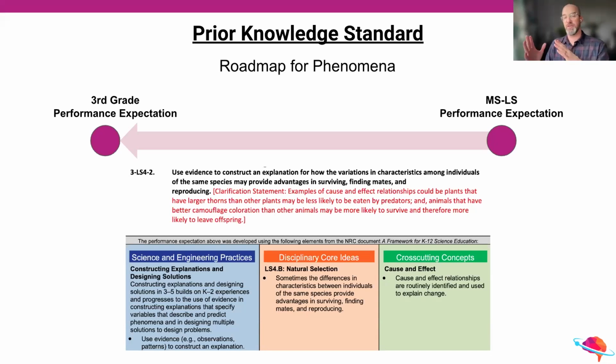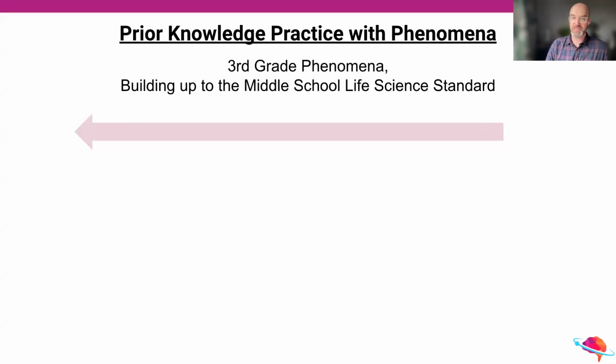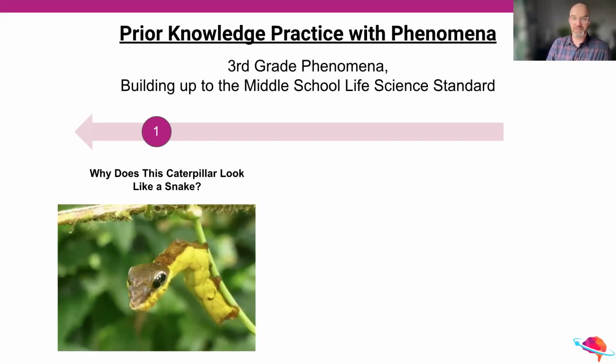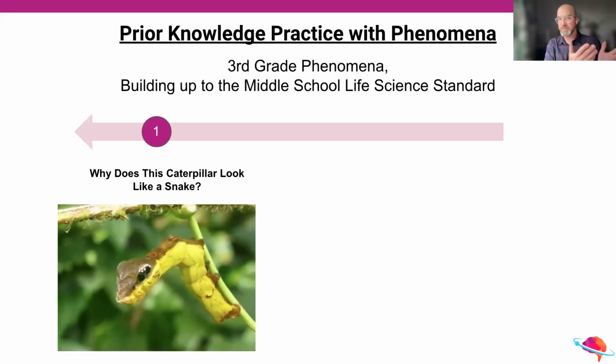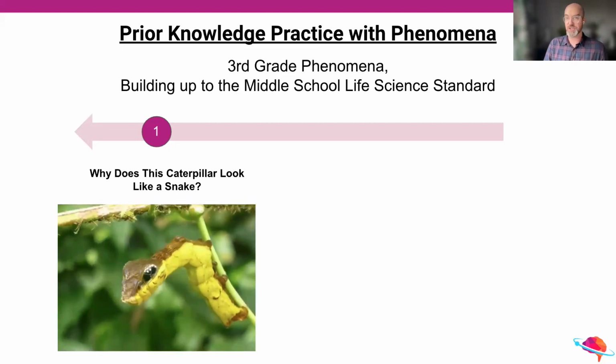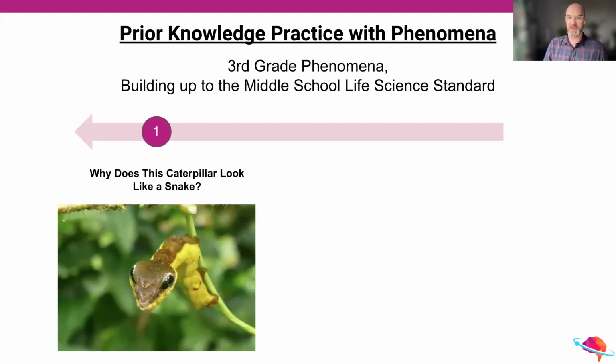So we can go back from that middle school standard to the third grade standard that precedes it, and we can ask them questions using phenomena from there. So we can look at this, why does this caterpillar look like a snake? And we can ask students to discuss some organisms that have evolved to look like different animals and confuse predators. And that can lead them to be pretty successful because that looks like much more intimidating than a tiny little caterpillar.